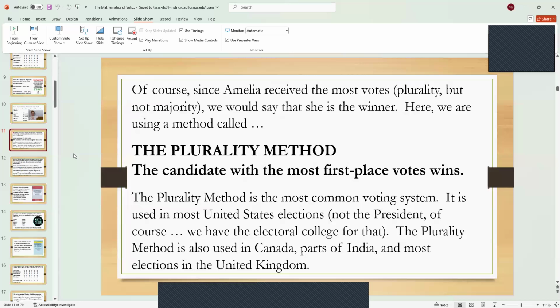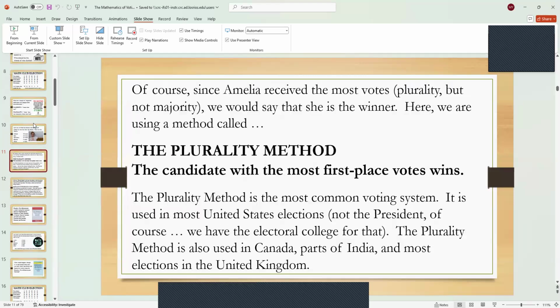The plurality method says the candidate with the most first place votes wins. That's the most common voting system probably in the world. It is used in most United States elections. It's also used in Canada, India, United Kingdom, and probably lots of other places around the world. That's the most basic way to determine the winner of an election, is to only ask for first place votes and not to consider anything else. So Amelia would clearly win if we were going with the plurality method.